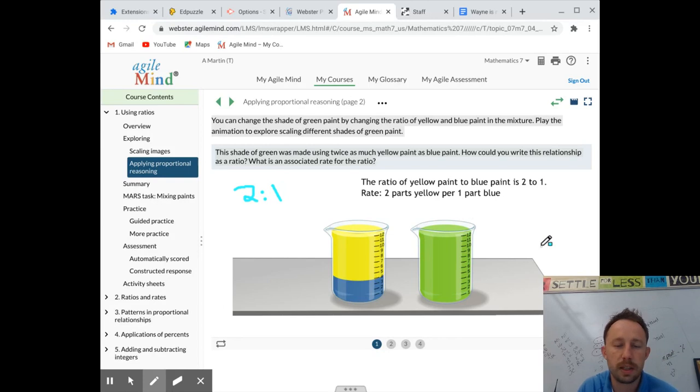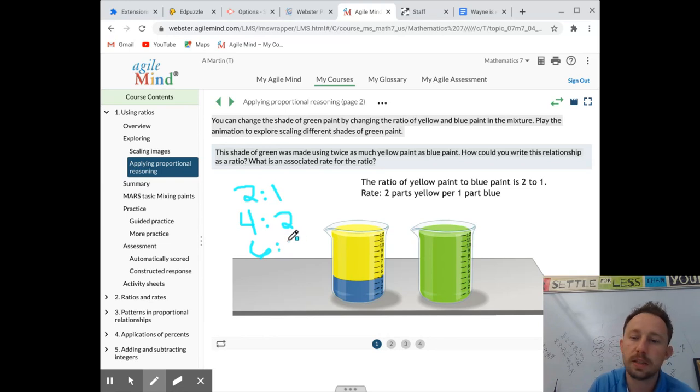anytime that we do anything else, it's going to multiply up. All right. The reason that it's going to multiply up is because we're creating equivalent ratios. And so say we had a scale factor of 2. That means we would multiply both parts by 2. So if we multiply both parts by 2, 2 times 2 is 4. Good. And 1 times 2 is 2. All right. If we did it again and say we went with 3, if we had a scale factor of 3, 2 times 3 is 6. And 1 times 3 is 3.